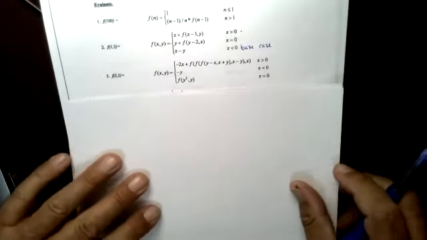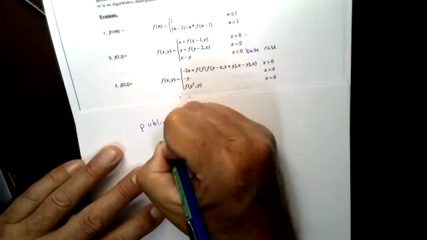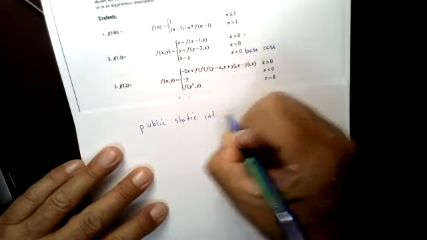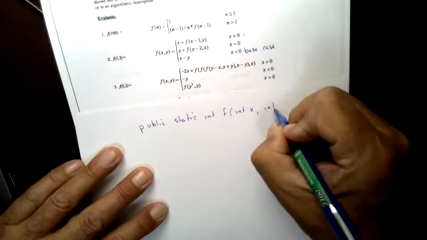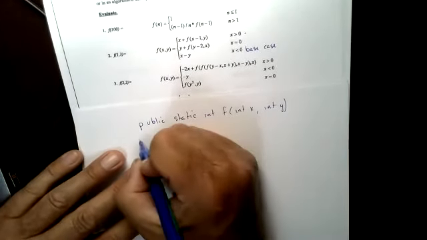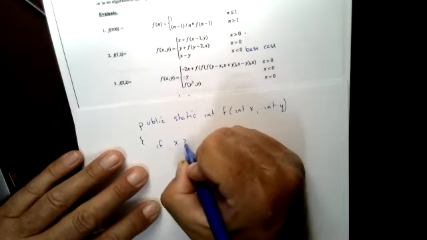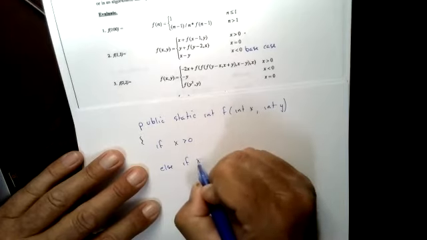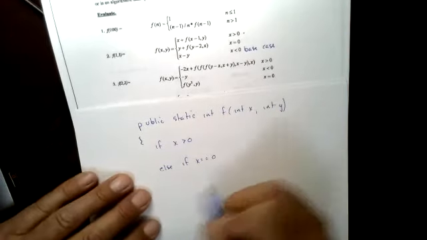Let's write it again. Thank you. Public static int f of int x, int y. Parentheses, if x is greater than 0, else if x equals 0, else.